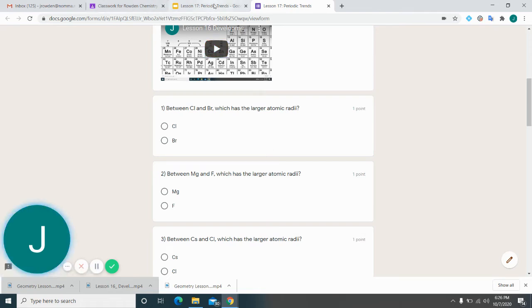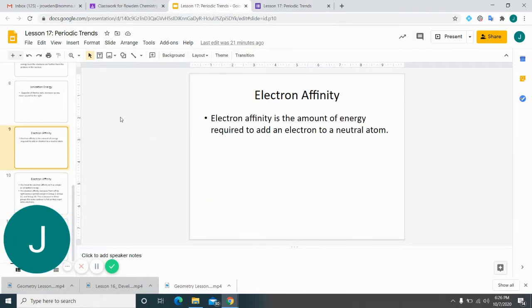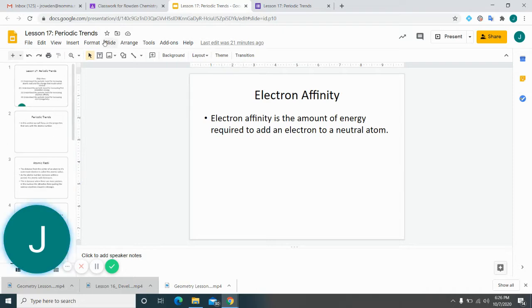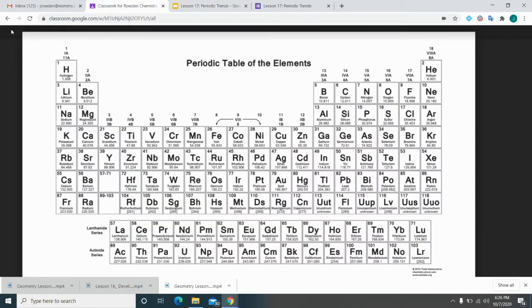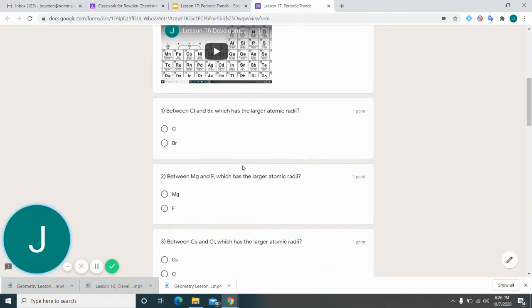All right, hello everyone. We're going to look at lesson 17, which is the periodic trends. And you'll want to have lesson 17 slides. You'll also want to go and open the periodic table. And then, of course, you'll be looking at the actual assignment.